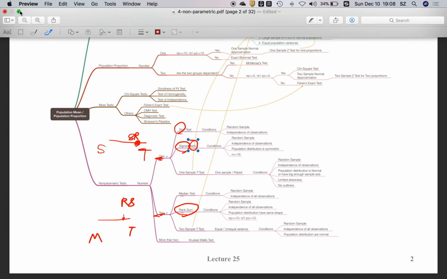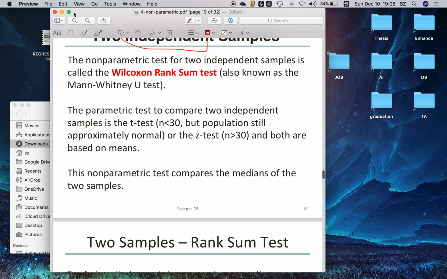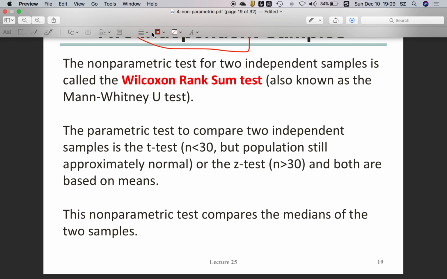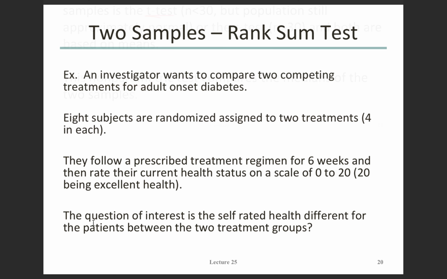Okay, so let's go to page 19. The non-parametric test for two independent samples is the Wilcoxon rank sum test. We're not going to do the median one because it's really weak. It is also known as the MWU test. The parametric test to compare this is the t-test. Of course, it's a t-test, but sometimes the sample is smaller than 30, sometimes not normal. So what do we do, right? We're going to use non-parametric ones to compare things.